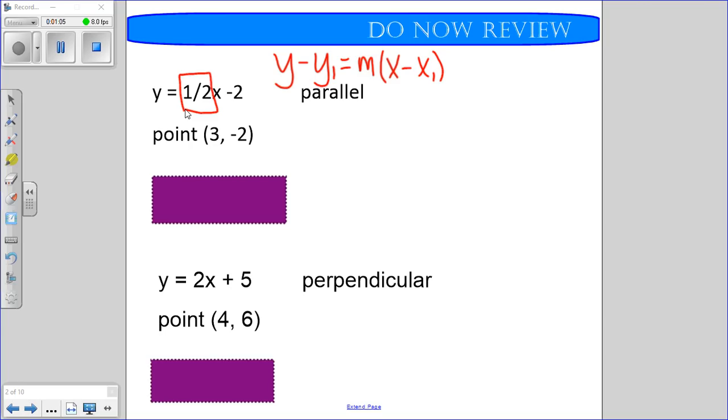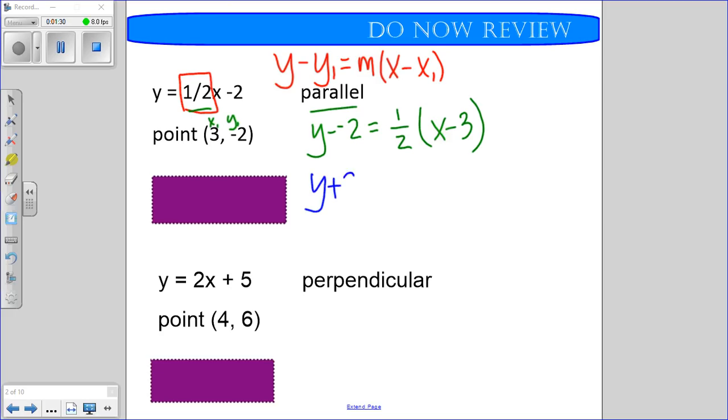So our x1 is this 3 and our y1 is this negative 2. So y minus the negative 2 equals my slope, parallel, I use the same slope, times x minus 3, close my parentheses. All right, whenever I have a negative or a minus a negative, that's really a positive or a plus. So I'm changing that to y plus 2 equals 1/2 times x minus 3. Next thing I need to do is take my 1/2 and distribute it to both parts of my x minus 3.